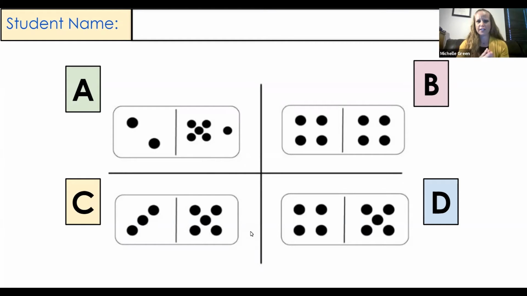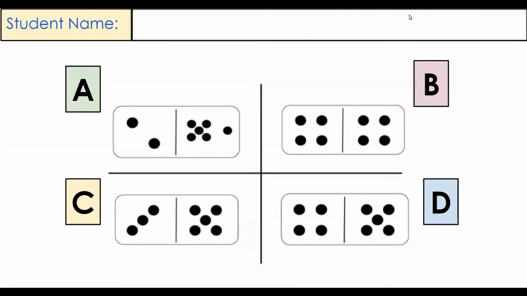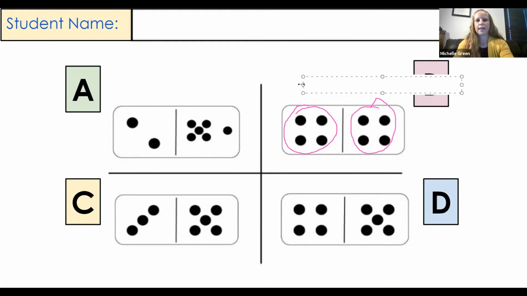Faith, would you start us? Could you unmute your mic and let us know why you chose B as not belonging? I chose B because B has 4 in each section, so it's balanced, whereas the other ones have a different number in each part of the domino. B has the same number in both parts of the domino. Okay, so you're saying that B has the same number on both sides.